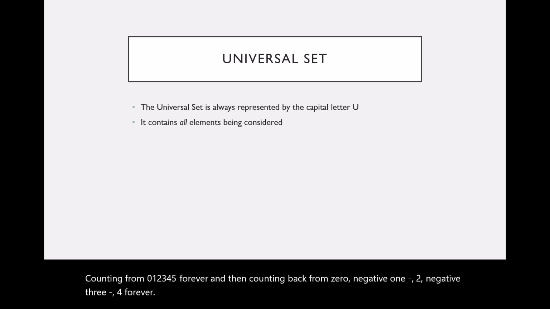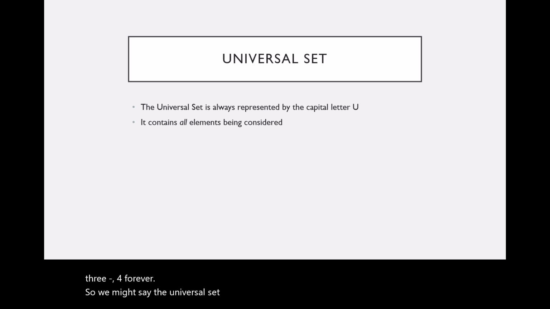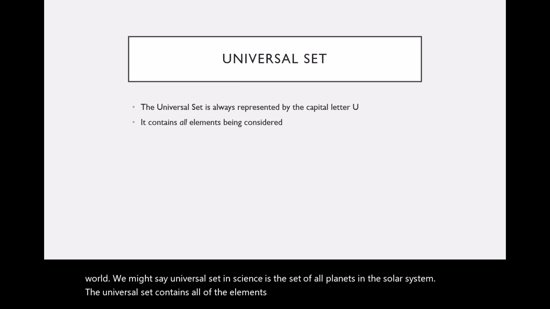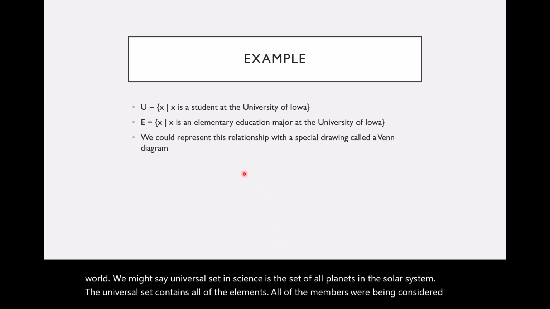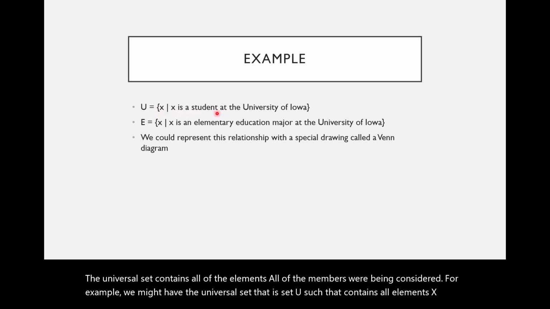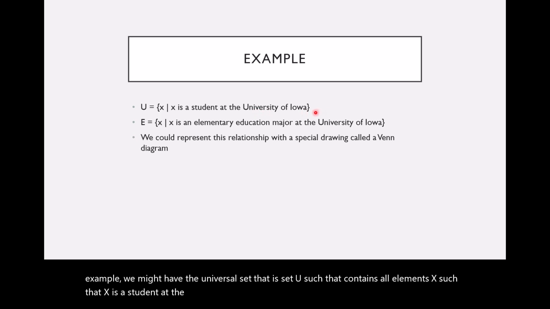So we might say the universal set in a social studies lesson is the set of all countries of the world. We might say the universal set in science is the set of all planets in the solar system. The universal set contains all of the elements, all of the members we're considering. For example, we might have the universal set U, such that it contains all elements x, such that x is a student at the University of Iowa.